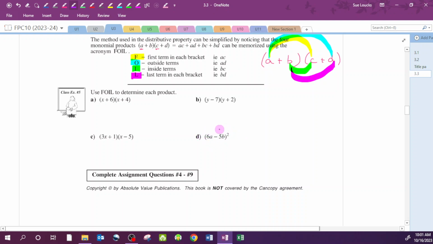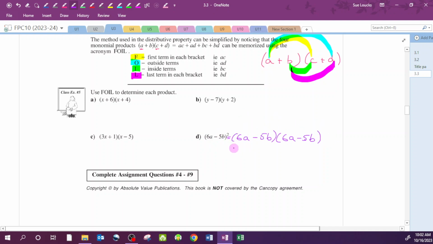When you see one like this, it's really important that you don't shortcut it. This has got to be 6a minus 5b times 6a minus 5b. Don't try and do it without writing that out. Okay, just don't do it. So many students end up squaring this and then squaring this and they miss the middle part. So please, please, please don't do that.